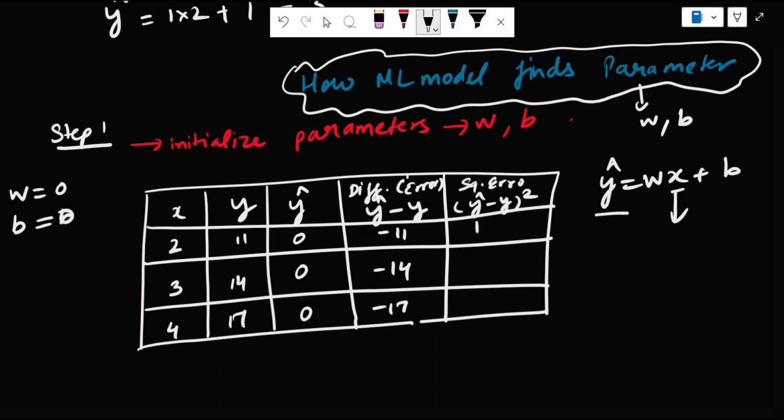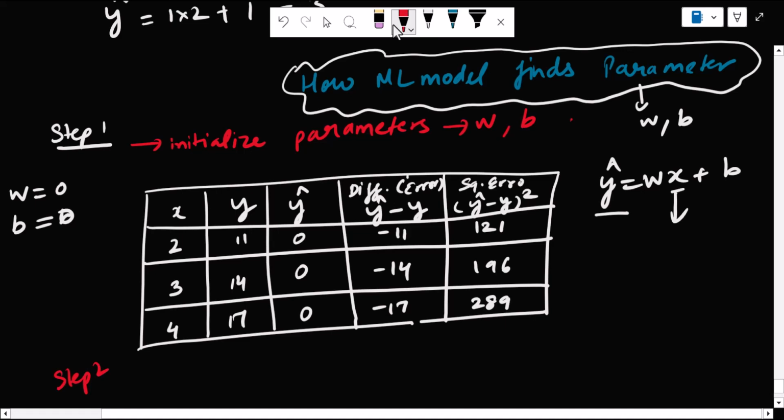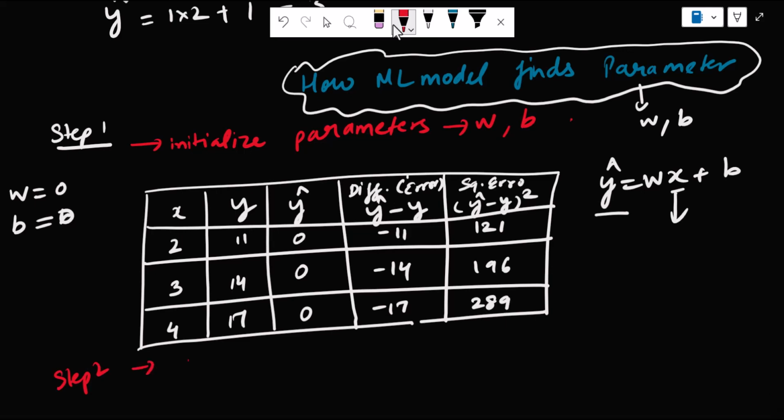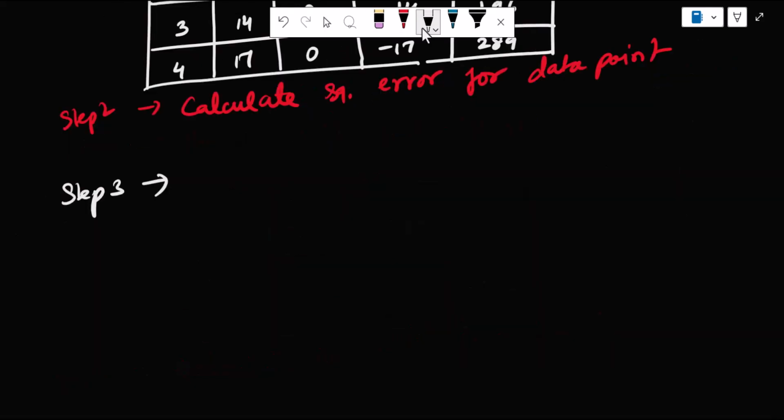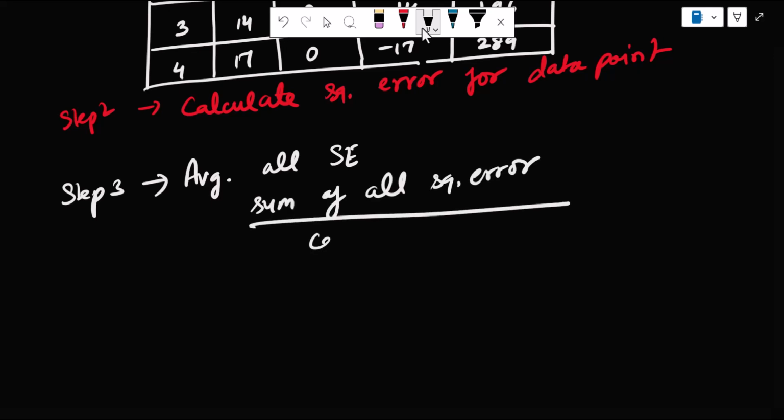And again, from simple calculation, we know that 11 square is 121 and so on. And 17 square is 289. We call this step 2 to calculate all these values of squared error. Calculate squared error for each value. Now let's go to step 3. In this step 3, what we have to do, we have to average all squared errors. And to find the average of all the squared errors, we normally sum up all the squared errors divided by count of errors, which is equal to the count of the data points.